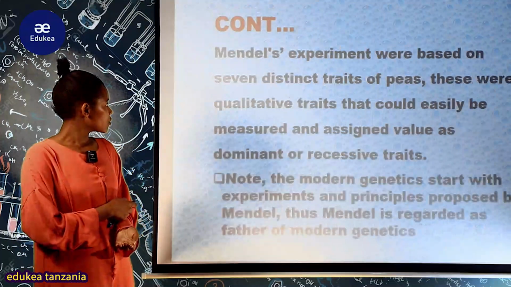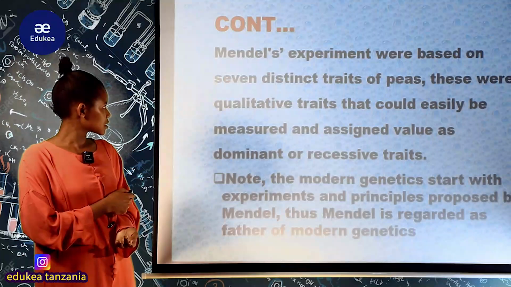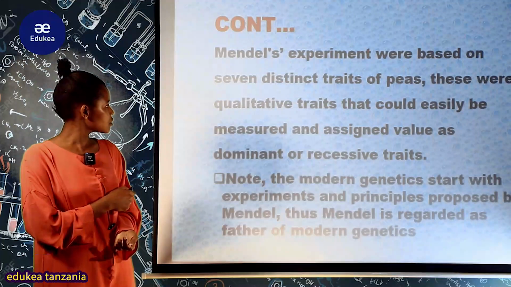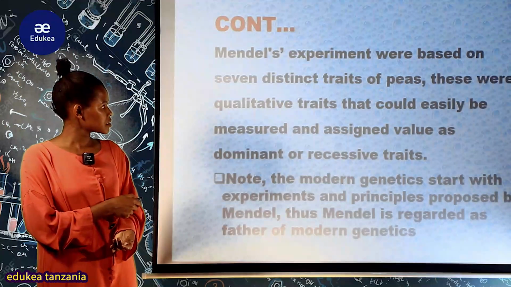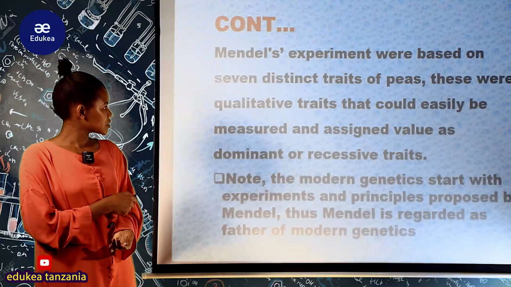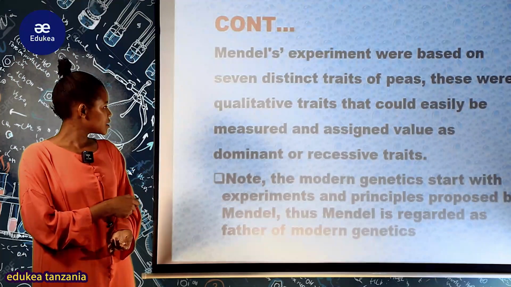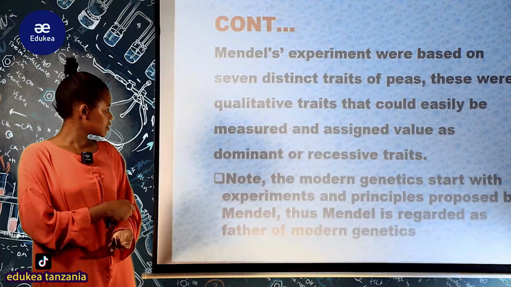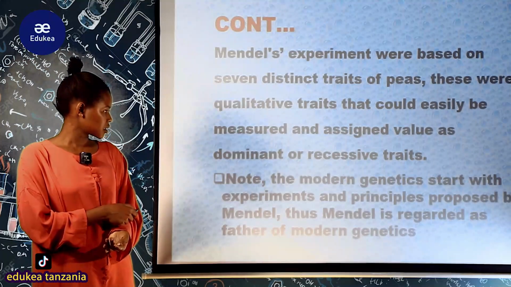And now we are going to look at Mendel's experiments, which were based on 7 distinct traits of peas. These were qualitative traits that could easily be measured and assigned value as dominant or recessive traits.